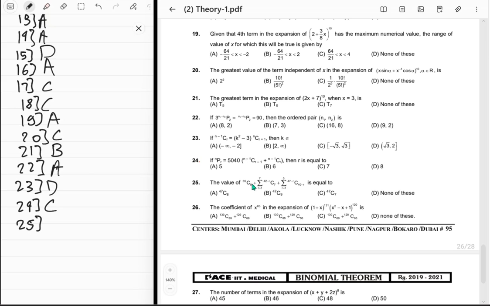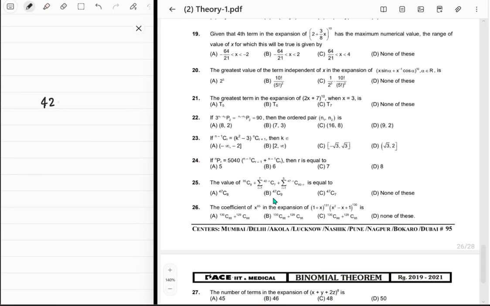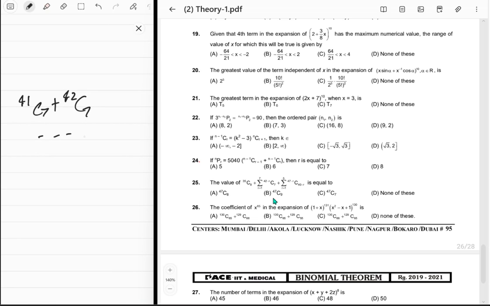The value of 35C8 plus the summation from r equal to 1 to 7 of (42 minus r)C7, plus, okay, so from r equal to 1 to 5. You have to do these summations differently. So it's just like, okay, 42 minus r. So when r equals 1, it starts at 41. So 41C7 plus 42C7 and then so on, right? Then you will eventually get, when you put 7 over there, 35C7.